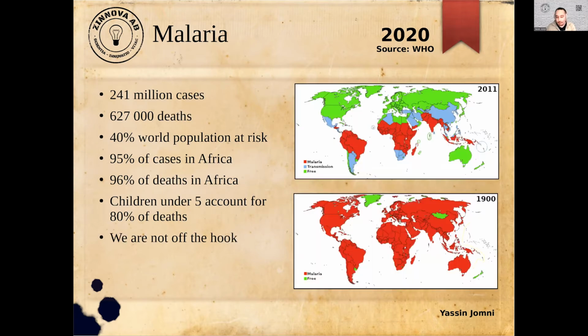And if you think that we in Europe are off the hook, that's not the case. If you see the map of 2011 and then the map of the 1900s, in the 1900s basically the entire world had malaria, and with climate change and how we fly and all of that, it could come back, so to speak. So we really need to do something about it.